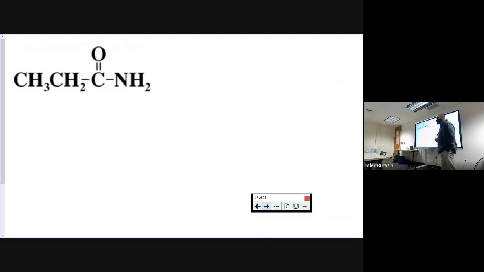This one? Propanamide. Yeah, that E at the end makes it want to sound like I, but it's not. Weird as that is. Propanamide.